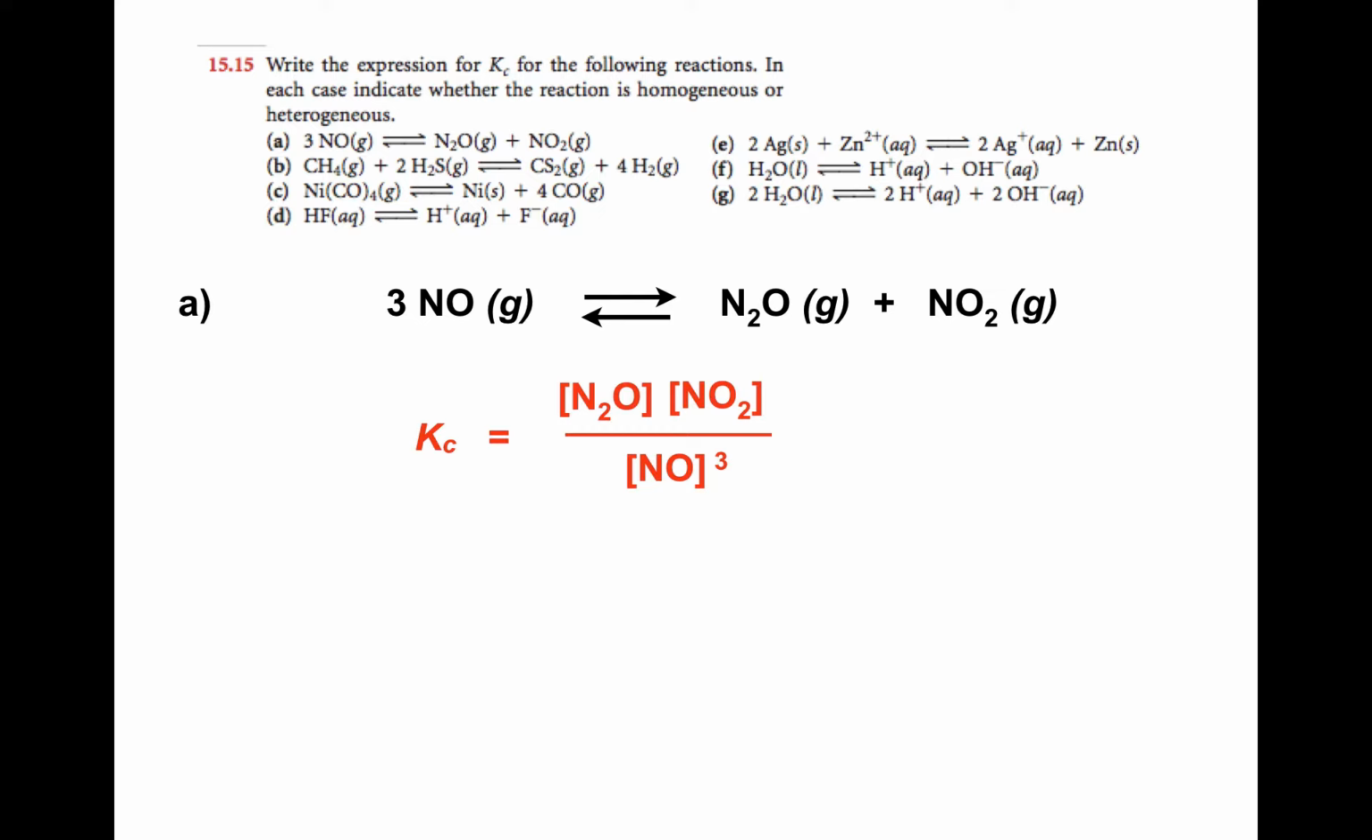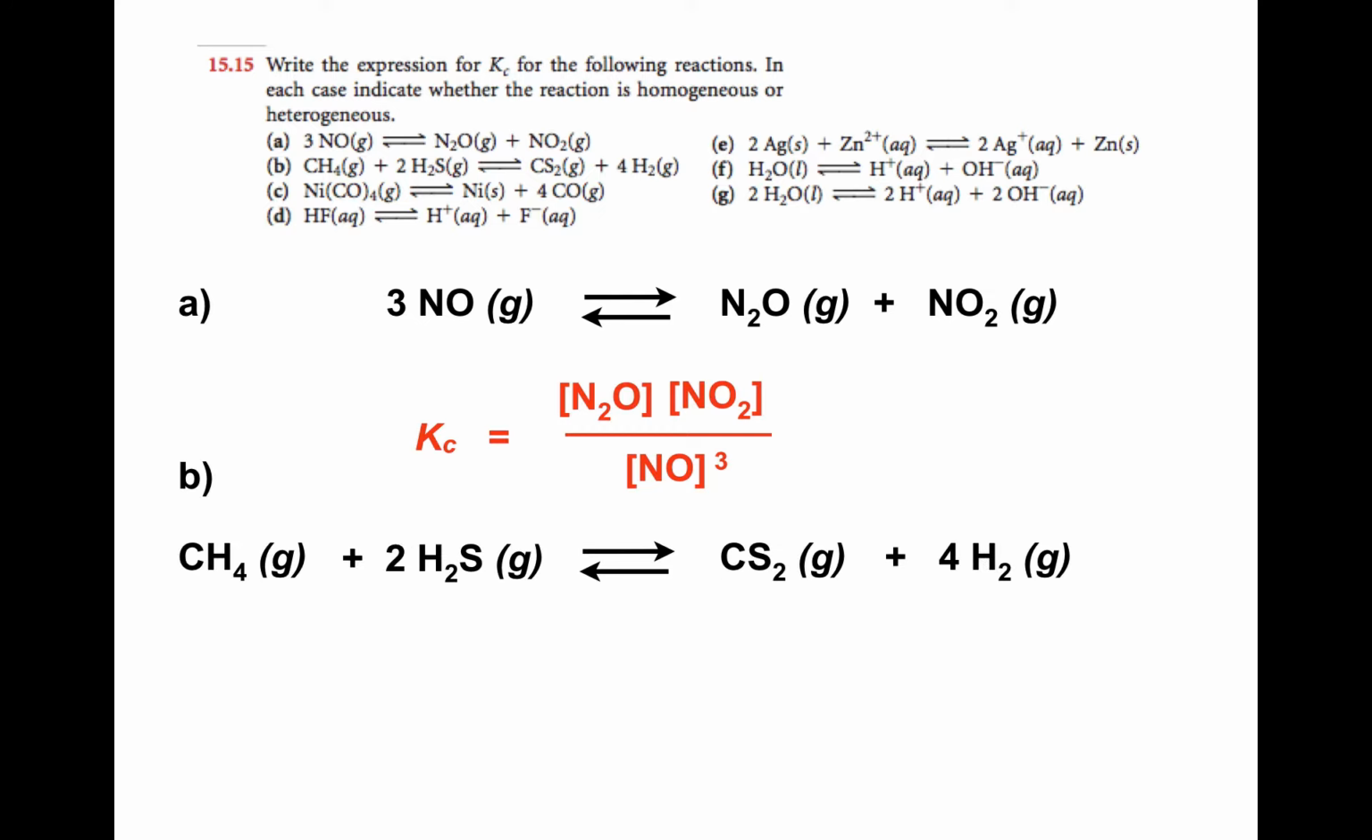B, methane in the gas phase, dihydrogen sulfide in the gas phase, carbon disulfide in the gas phase, and hydrogen in the gas phase. Everything's in the gas phase, so everything is going to appear in this equilibrium expression. I take the concentration of the products, raised to their stoichiometric coefficients, and divide it by the concentration of the reactants, raised to their stoichiometric coefficients. So that's A and B. These are both homogeneous equilibria.